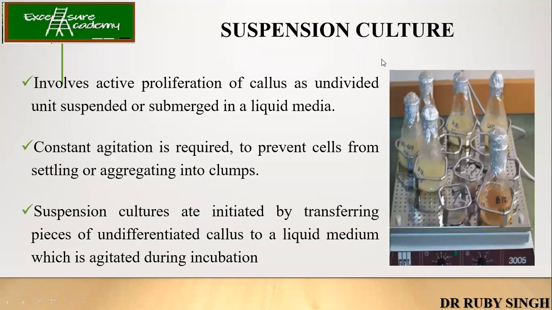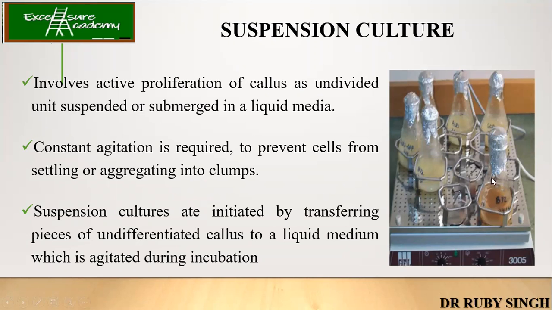Now talking about the suspension culture, it involves active proliferation of callus as undivided units suspended or submerged in the liquid media. You can see over here, the conical flask is there and the media is present. You can have different media also. You can see the difference in the color also. Please label it whenever you work in plant tissue culture. Whenever you do any research, you are supposed to label it. Otherwise, the next day you won't remember what samples are present in which culture. That's why labeling is very important.